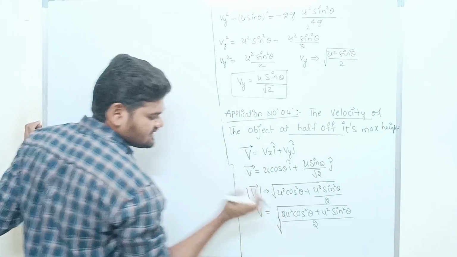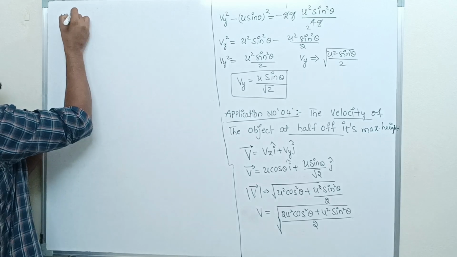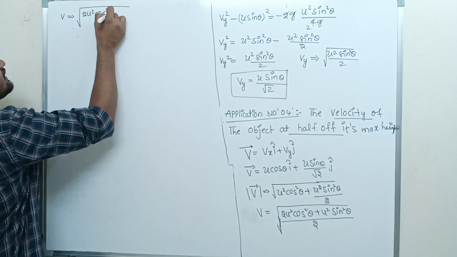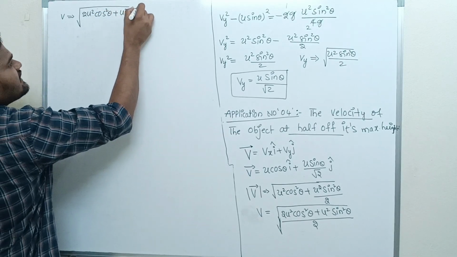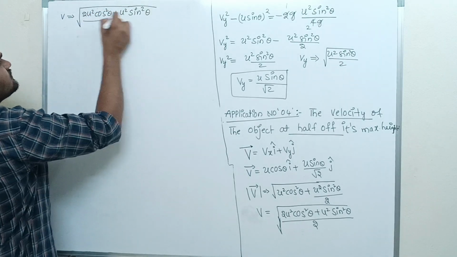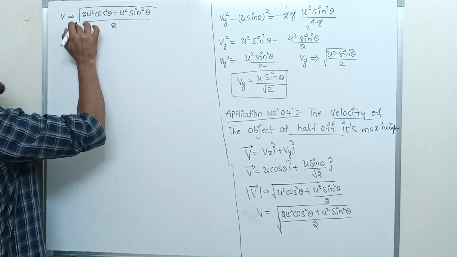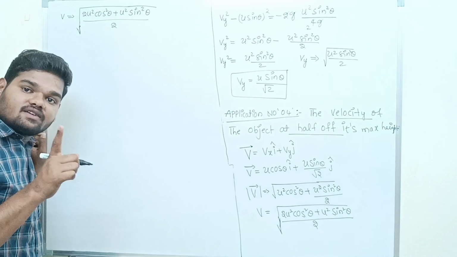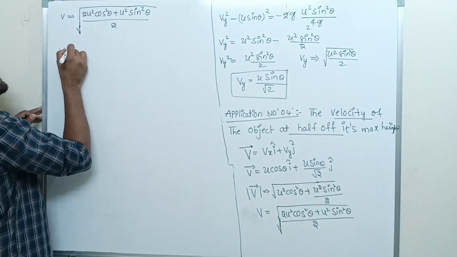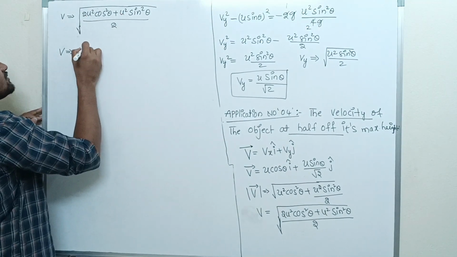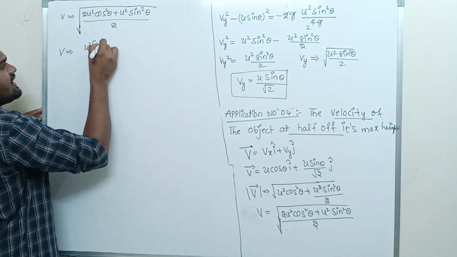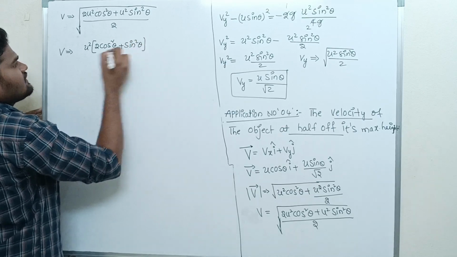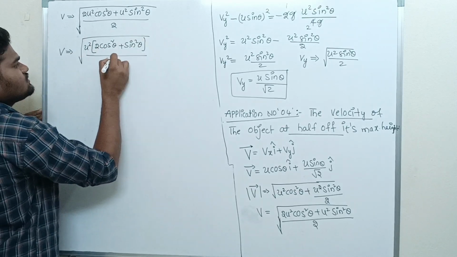Right. So here we got v is equal to under root of 2 u square cos square theta plus u square sin square theta divided by 2. Any difficulties there? Easy mathematics. Okay. Right. So v is equal to, here u square is common. I'm just taking u square common. Then you will get 2 cos square theta plus sin square theta under root divided by 2.